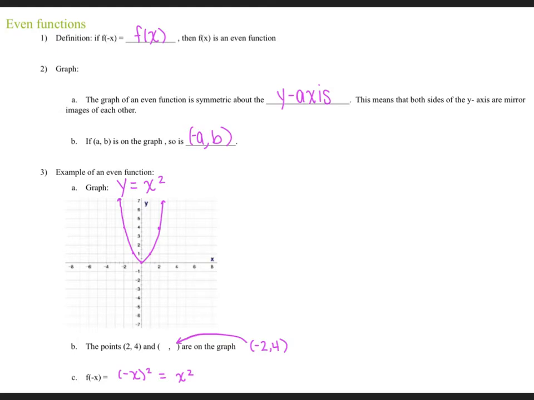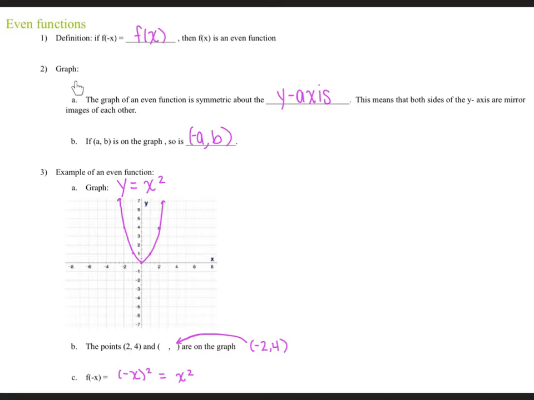So first we're going to talk about even functions. If a function is even, by definition or algebraically, that means if you plug in a negative x and you simplify, you're going to end up with your original function. So you're going to end up with f of x.